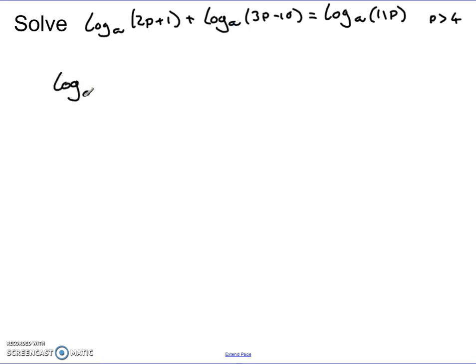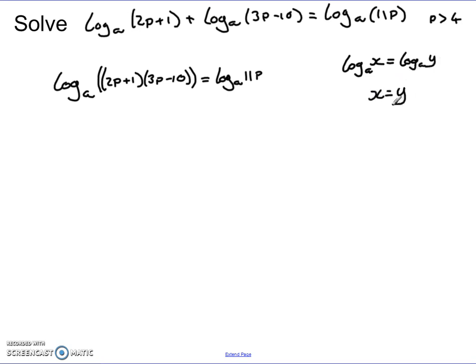So I know log to the base a of (2p plus 1)(3p minus 10), and remember they're both in the logarithm, so put an extra bracket around them, equals log to the base a of 11p. Now it's log to the base a of something equals log to the base a of something. Think back to the first example. Remember we said log to the base a of x equals log to the base a of y, we were able to just write then that x equals y. We can use that here as well. From that I know that (2p plus 1)(3p minus 10) equals 11p. It's then just a case of getting everything together and solving it.